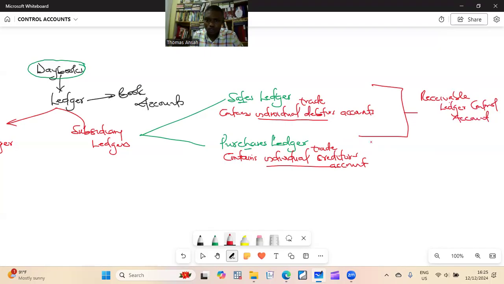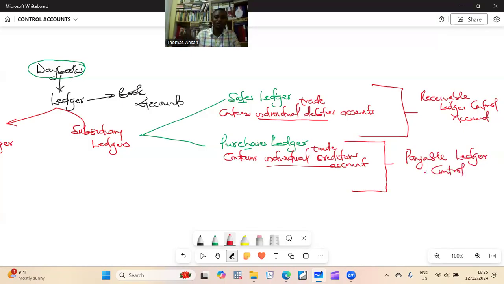Then this one too, you will summarize all of them into what we call a payable ledger control account. Another name is the purchases ledger control account. But the reason why I don't want to really use the word purchases is that purchases can be cash purchases or credit purchases. But when the word ledger comes in, then you are looking at the credit. So I still prefer to call it the payable ledger control account.